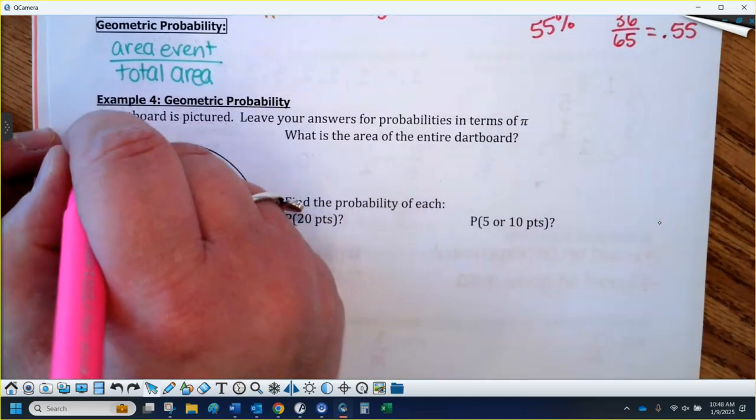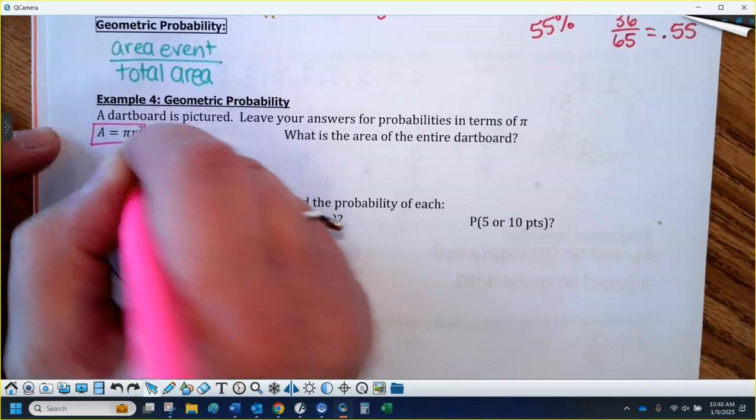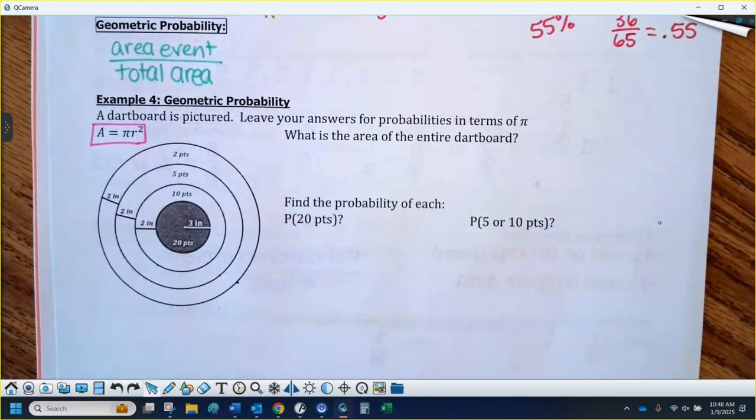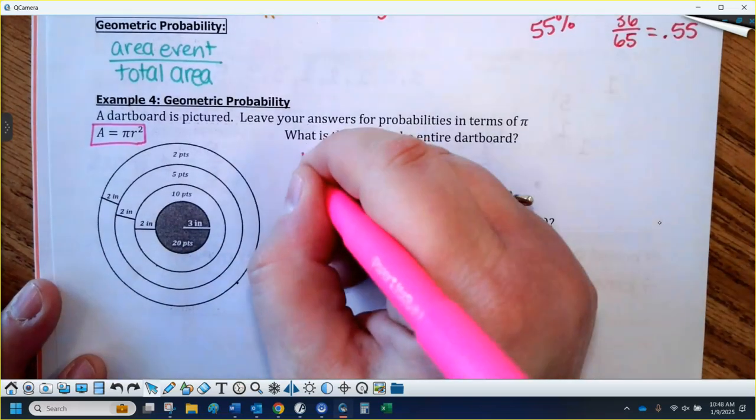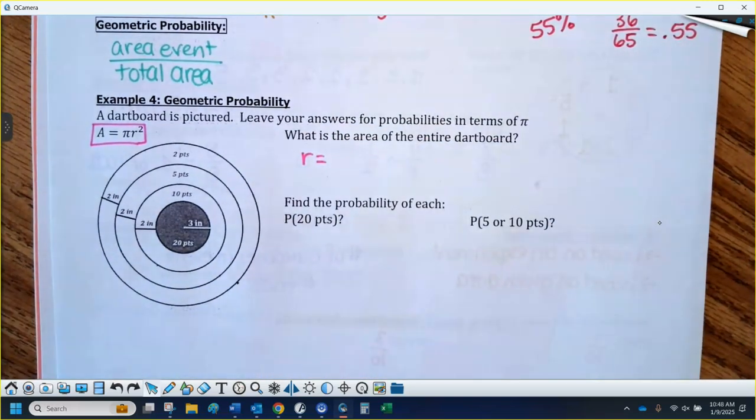Now, just in case you forget from geometry, the area of a circle is pi r squared. So if I wanted to find the area, the entire dartboard is just one giant circle, right? All I would need to find the area of the dartboard would be the radius of the whole thing. Does anybody know what the radius of the whole dartboard would be? Can you tell? What should the radius of the whole thing be?